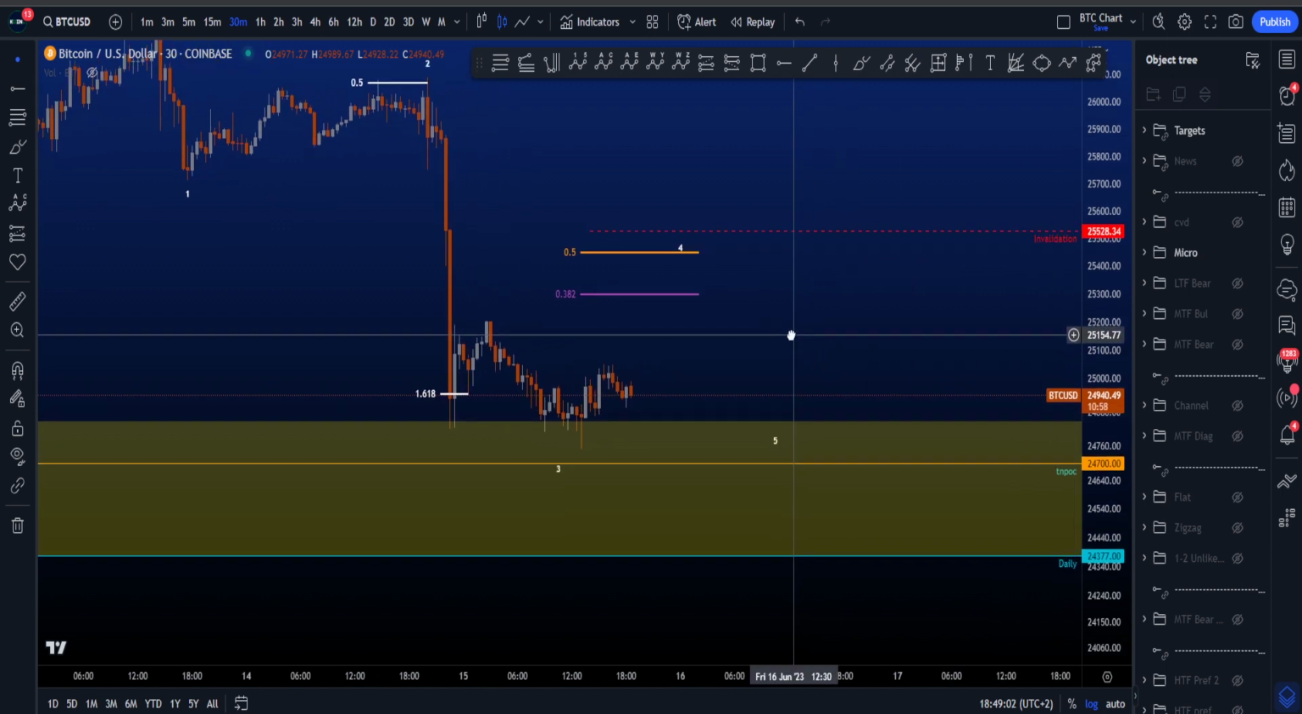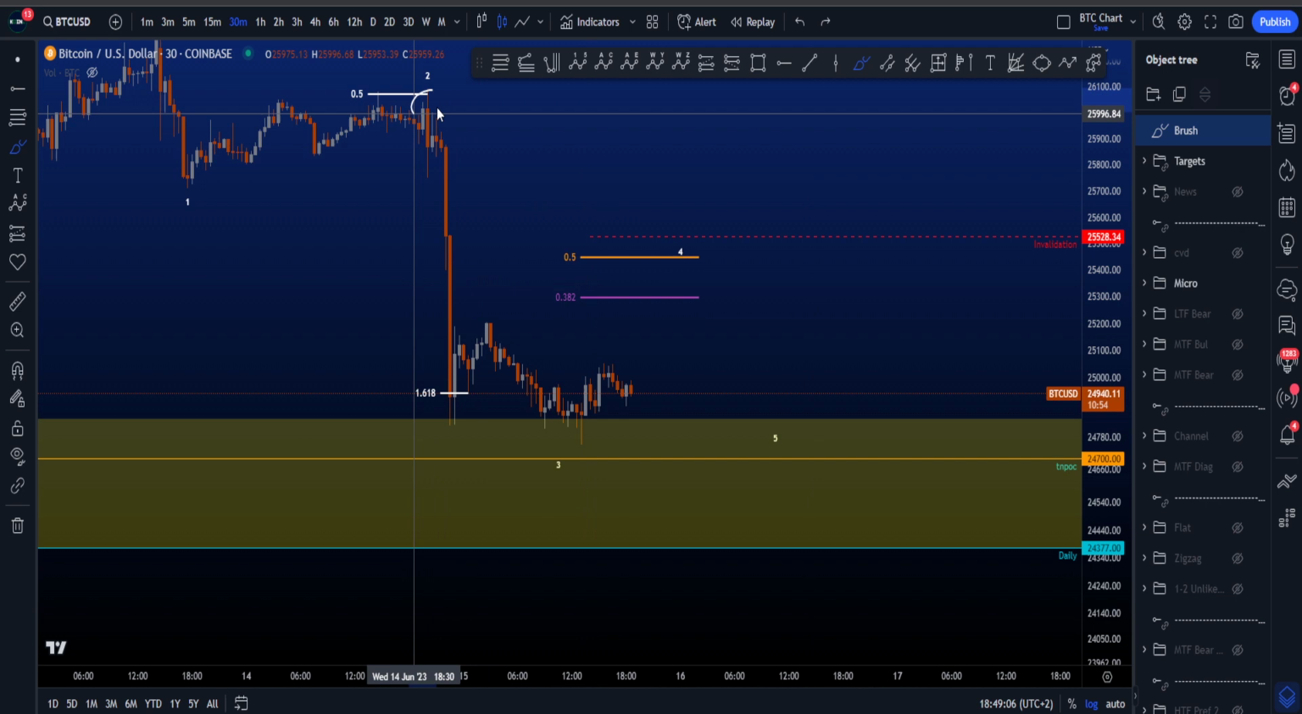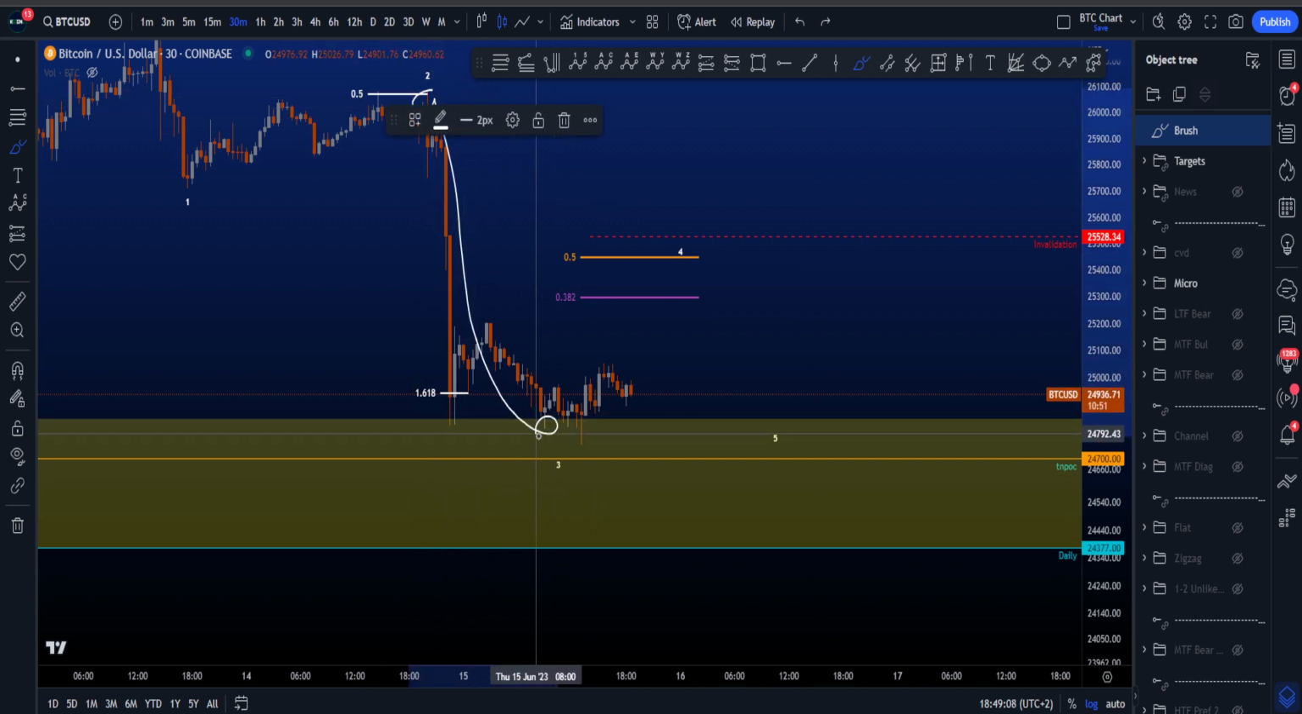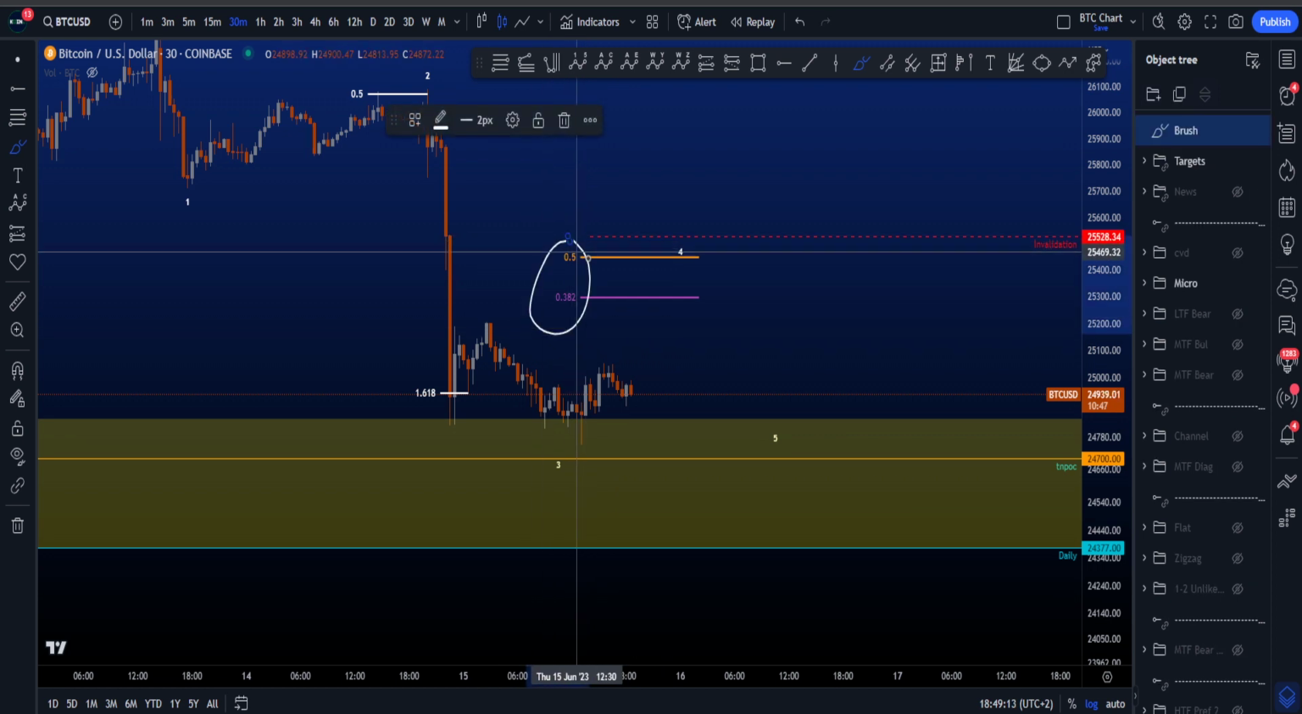Now if we look at a wave 4, the wave 4 Fibonacci's over here are pulled from the high of wave 2 to the low. I took this one at the moment, but either way, low of wave 3, and you get these fibs on your chart. Now the 0.5 is a maximum target for wave 4.